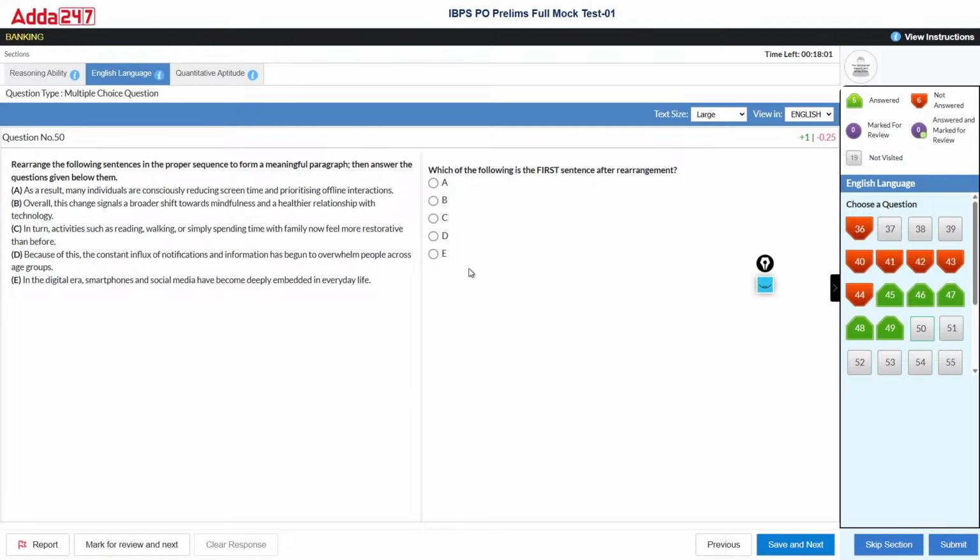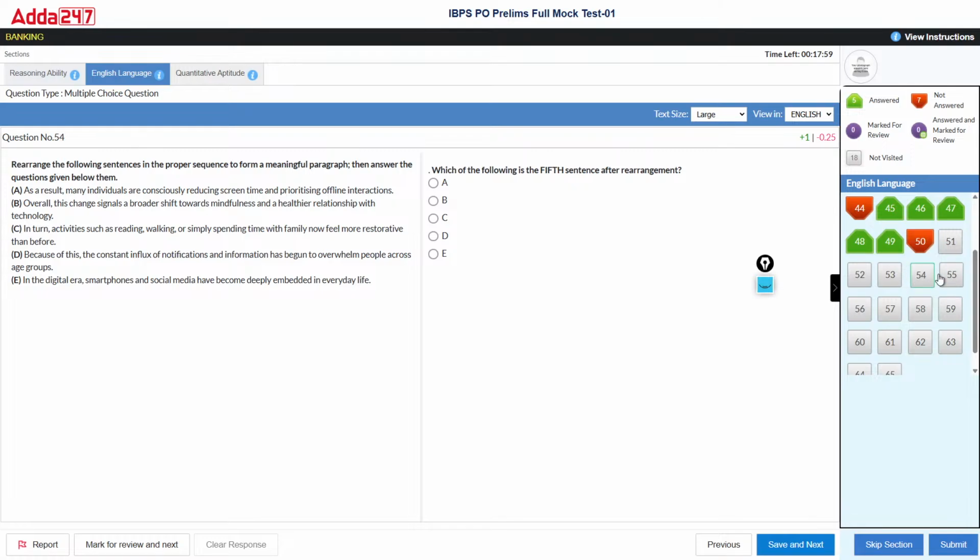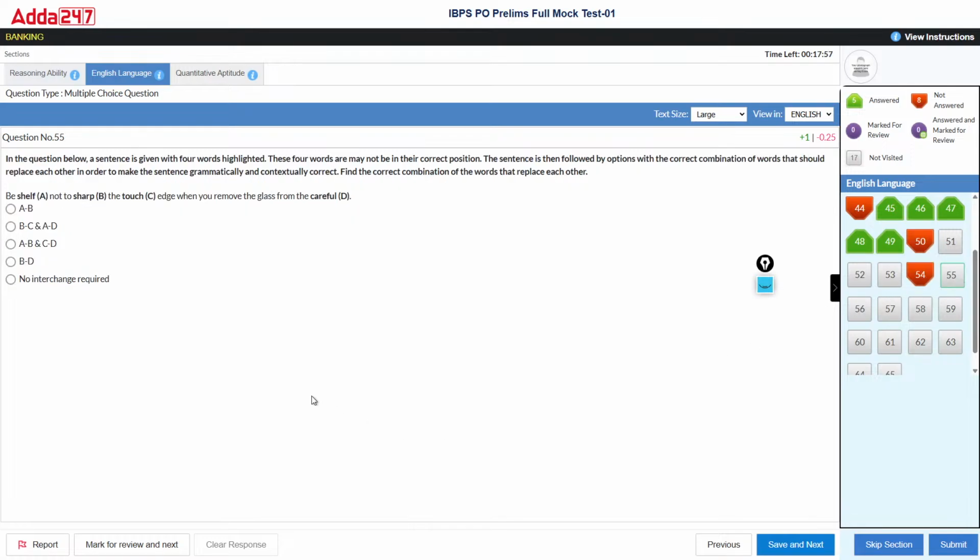Okay, so EQRS. Be careful not to touch the sharp edge. So ADBC.